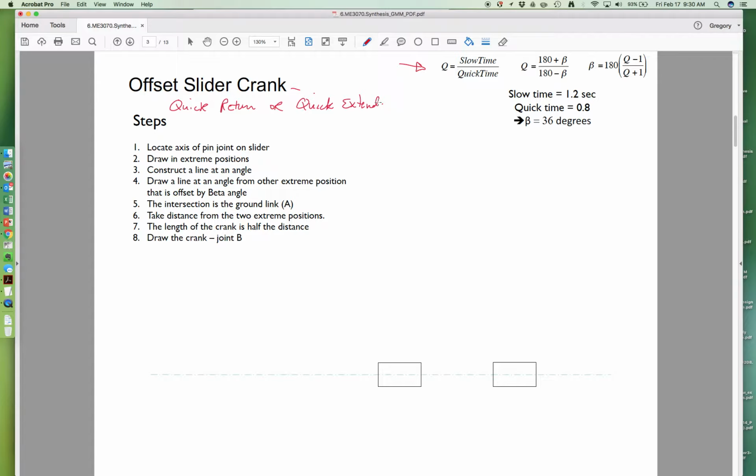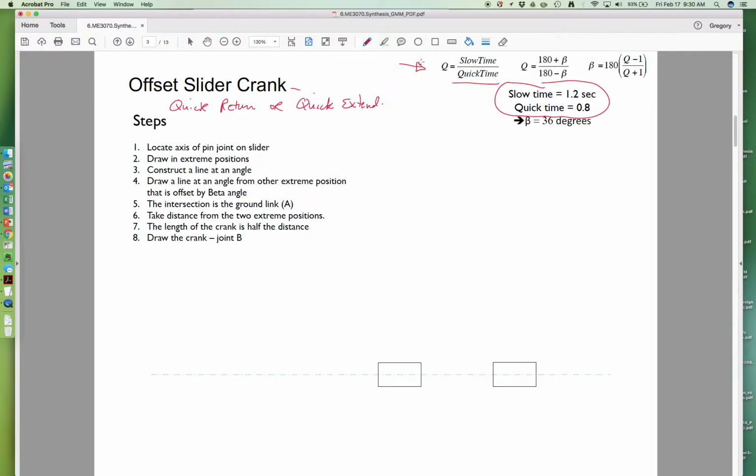The time ratio is a ratio of slow time to quick time. Okay, so slow time is the time it takes to get from, say, this position 2 to position 1, and then quick time would be what it would take to get from position 1 back to position 2. So that's going to be given to you, or if the Q is not given to you, the slow time and the quick time is going to be given to you.